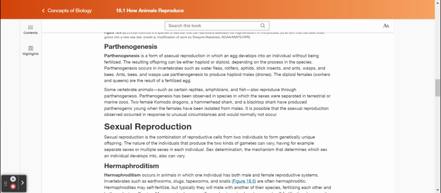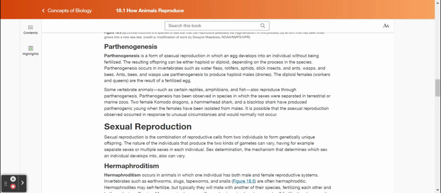Ants, bees, and wasps use parthenogenesis to produce haploid males, or drones. The diploid females, workers and queens, are the result of a fertilized egg. Some vertebrate animals, such as certain reptiles, amphibians, and fish, also reproduce through parthenogenesis.